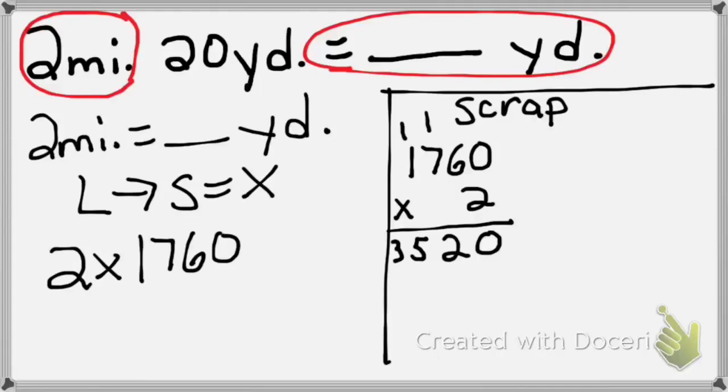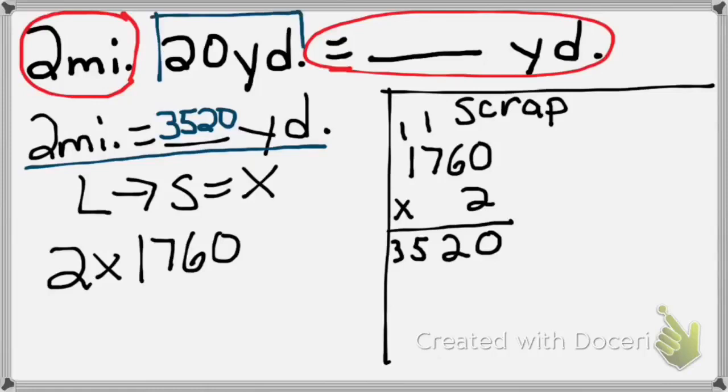So I have 3,520. And that can go in this line right here because 2 miles is 3,520 yards. But remember, I still have this extra yards up here that I will need to add on to that answer. So I go back to my scrap and I'm going to add the 20 extra yards to that.